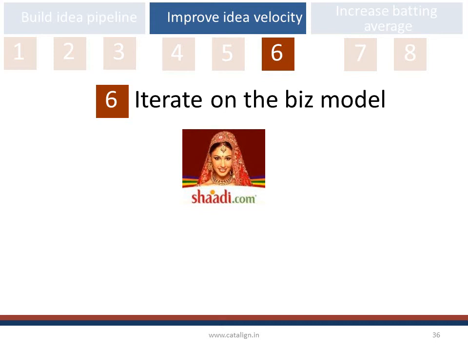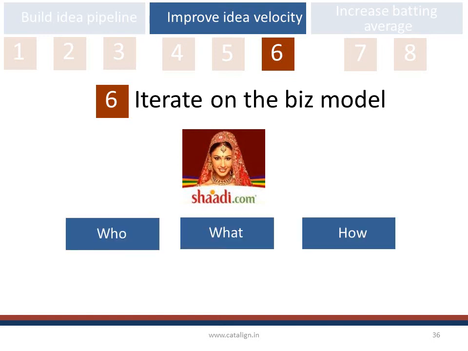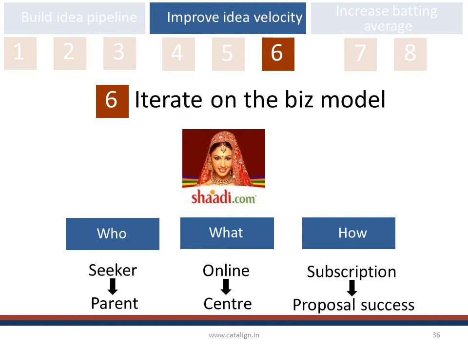Step 6 is iterate on the business model. Shadi.com, the company when it started in 97, it actually thought boy and girl are their customers. But it turned out they were not that time. It were the parents and aunts who were the customers. And what were they offering? Online. Well, that was not what the parents were used to. So they had to open Shadi Point centers.